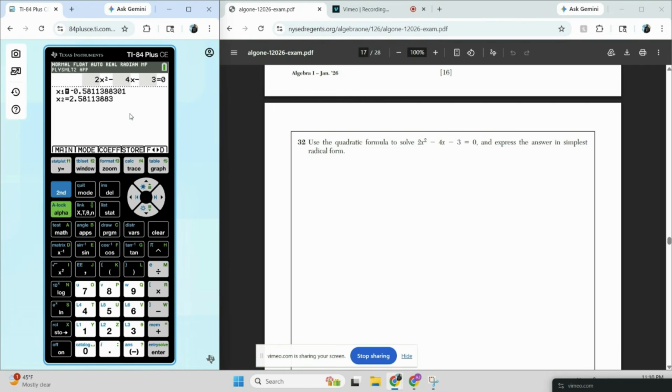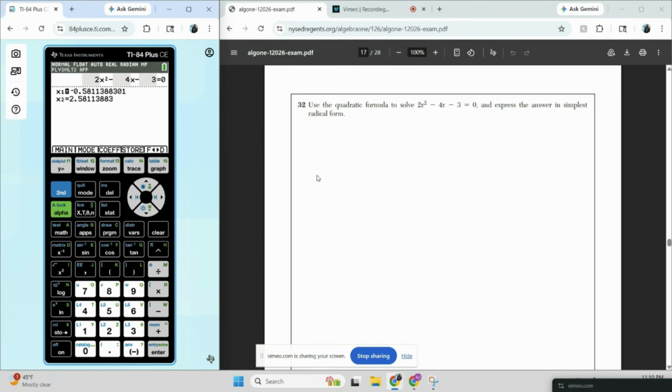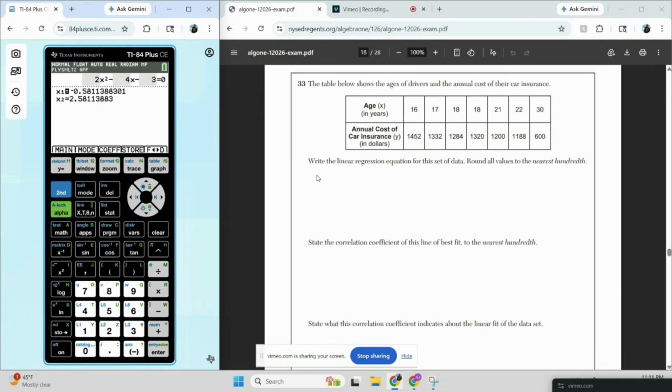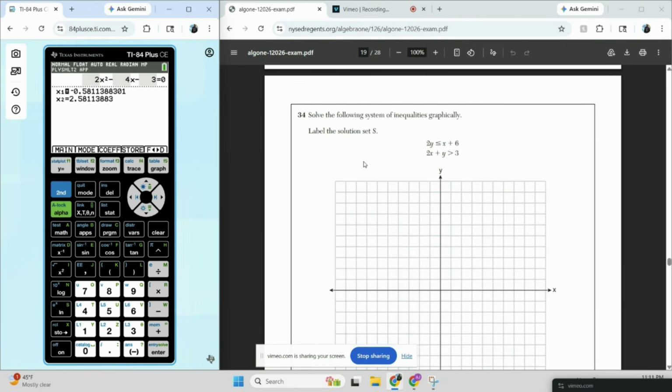I have not looked at the grading rubric. This would count as 2 conceptual errors. Was not quadratic formula, was not simplest radical form. If you can give a point for 2 conceptual errors, you've got 1 point and not 0 for not knowing the quadratic formula. Linear regression, we know how to do that in the calculator, I hope. Solve the following systems graphically.